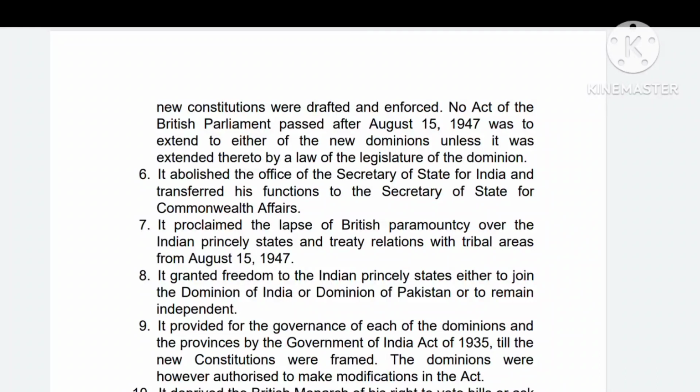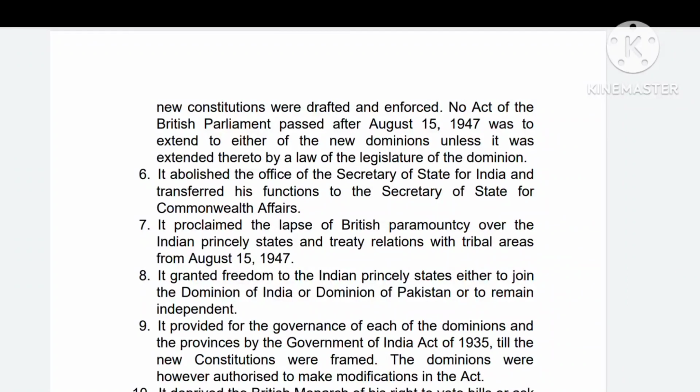Number 7. It proclaimed the lapse of British paramountcy over the Indian princely states and treaty relations with tribal areas from August 15, 1947. Number 8. It granted freedom to the Indian princely states either to join the Dominion of India or Dominion of Pakistan or to remain independent.